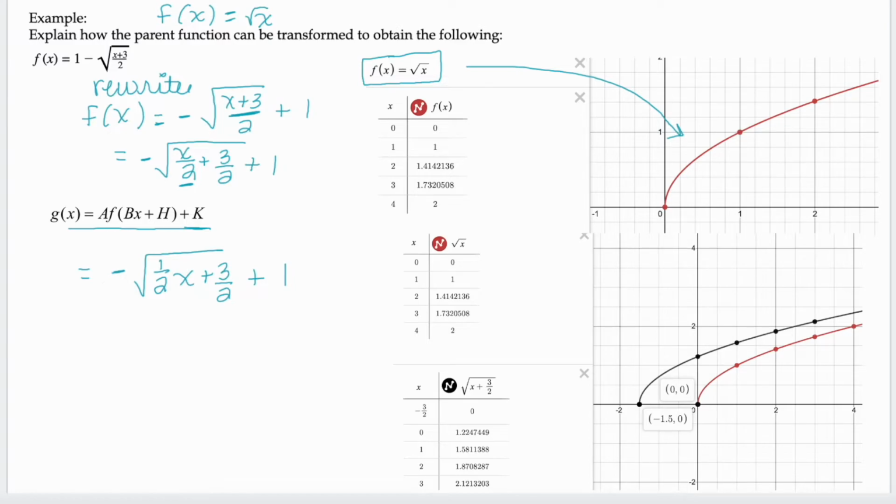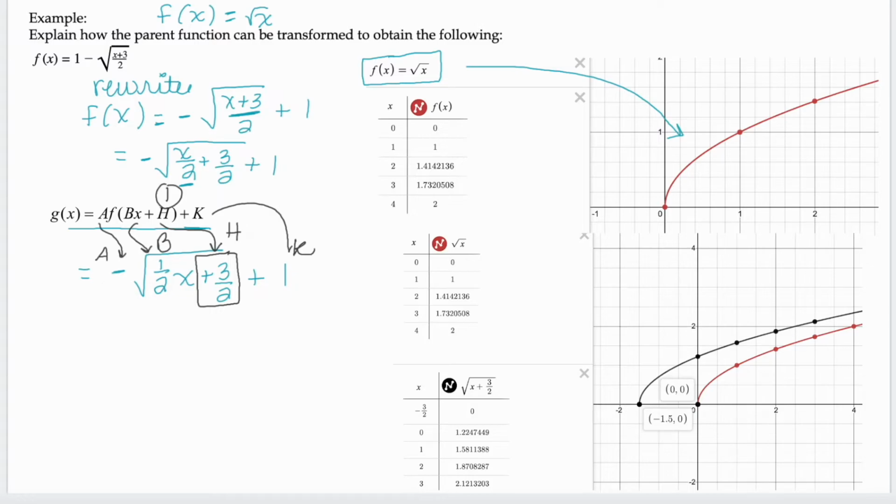So when I'm looking at the connection between the two, my k value is the 1. My h value is this 3 halves. My b value is the 1/2. And then my a value is this -1. So I'm not going to necessarily be scaling vertically, but I definitely am going to be reflecting across the x-axis. And the order in which we complete this is to focus on this part first, right? Because this is first in our list.